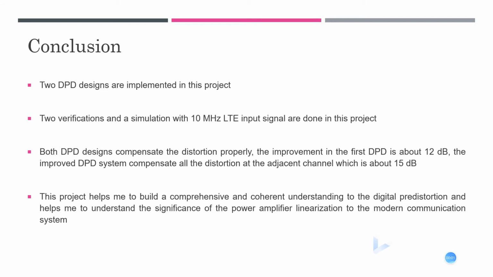In conclusion, 2 DPD designs are implemented in this project. 2 verifications and a simulation with 10 MHz LTE input signal are finished in this project. Both DPD designs compensated the distortion properly. The improvement in the first DPD is about 12 decibel. The improved DPD system compensates all the distortions at the adjacent channel, which is about 15 decibel.